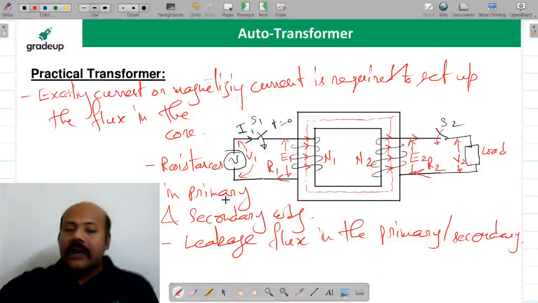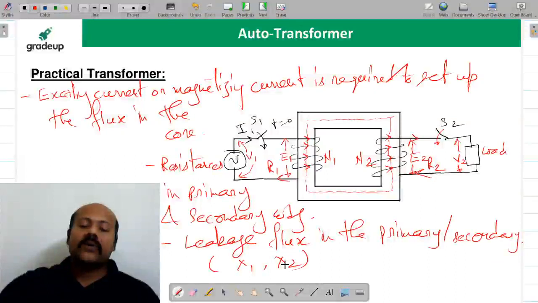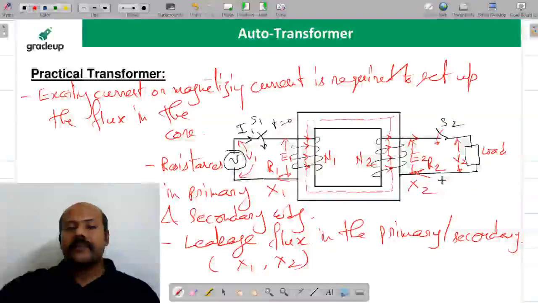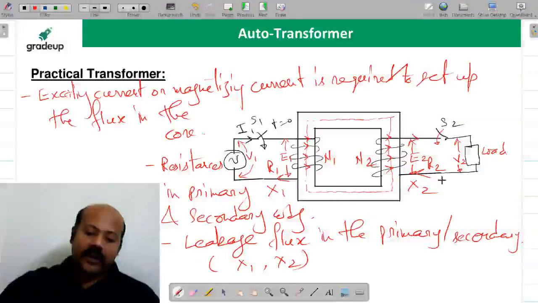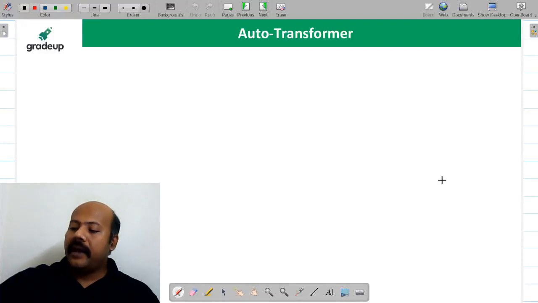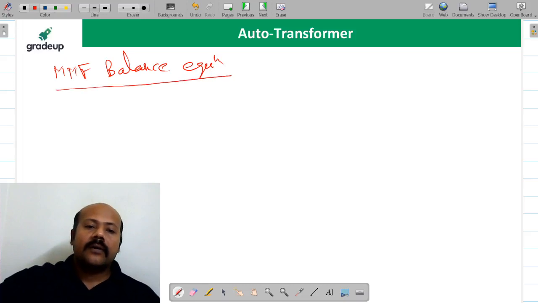Now, in order to model this leakage flux, because you want to do the calculations, we represent this leakage flux in the primary and secondary winding by X1 and X2, which is the equivalent voltage drop, you can say. So here it is going to be X1 and here it is going to be X2. Now this is your practical transformer. But the idea is, what is going to be the MMF balance equation? Please try to understand.